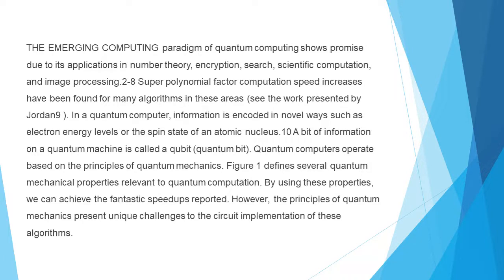The emerging computing paradigm of quantum computing shows promise due to its application in number theory, encryption, search, scientific computation, and image processing. Super-polynomial computation speed increases have been found for many algorithms in these areas. In a quantum computer, information is encoded in novel ways such as electron energy levels or the spin state of an atomic nucleus. A bit of information on a quantum machine is called a qubit, that is, quantum bit.